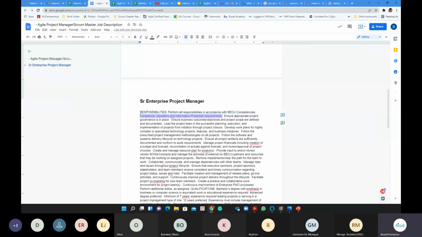Any law that is governing the software development, whether it's HIPAA law or anti-money laundering law or whatever law, you want to make sure that you follow that. That's what they are saying here. Ensure appropriate project governance is in place. All this is speaking the same language. When you see governance, here is the law, the law that governs that project, the law that they have in place.